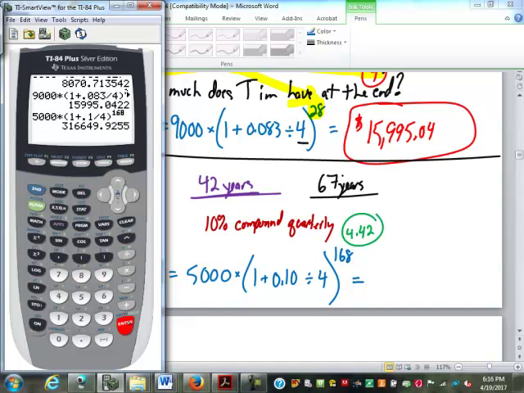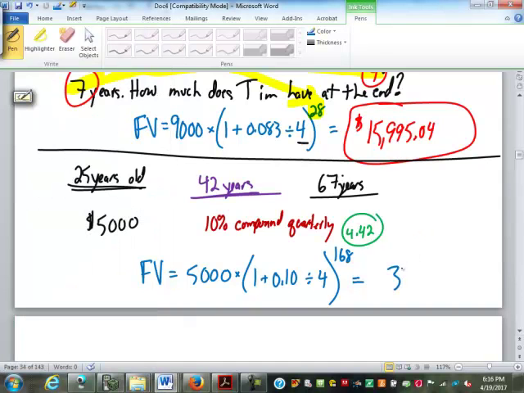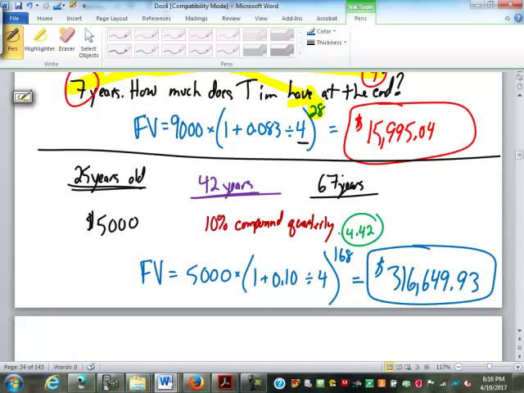$316,649.93. Now that's just putting away one lump sum of $5,000 at the age of 25. Age is your best friend when you're investing. Youth is your best friend. Time is what really makes the money go.